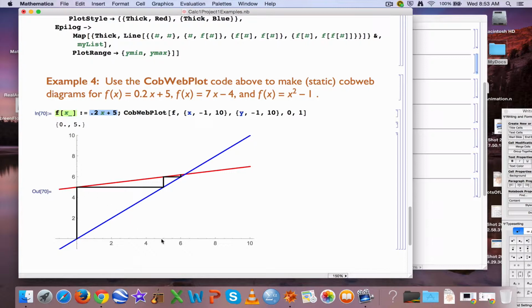Then, instead of going back down to the x-axis, it's fun and enlightening to go over horizontally to the blue line, y equals x, because now this point has coordinates that are both 5, 5, 5.